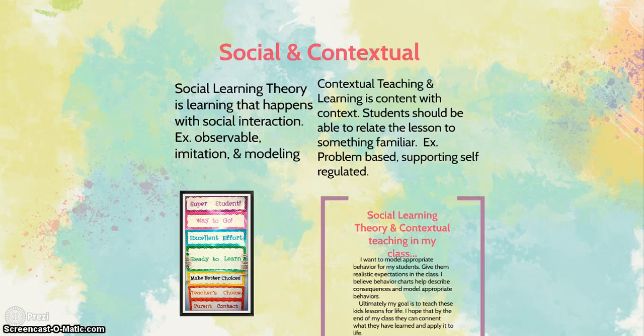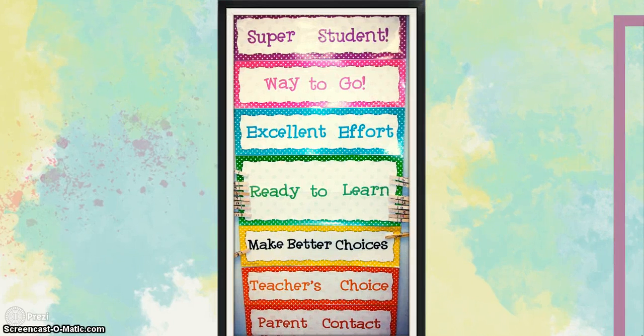And social learning theory, I have a behavior chart. From the behavior chart, you can see there's consequences if you move your clip down. And those who move their clip up are modeling appropriate behavior. So, behavior charts are a good way for social learning because they see their peers making choices, and through those choices, they're either getting consequences or they're being rewarded with recognition. So, it's observable.